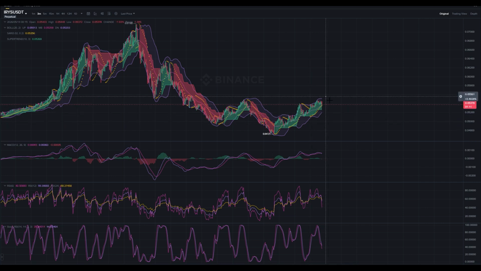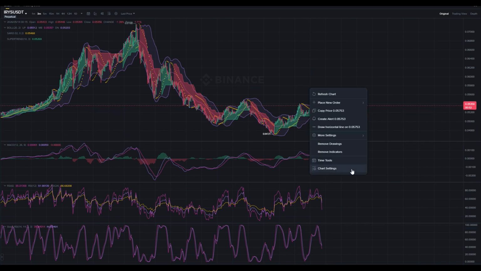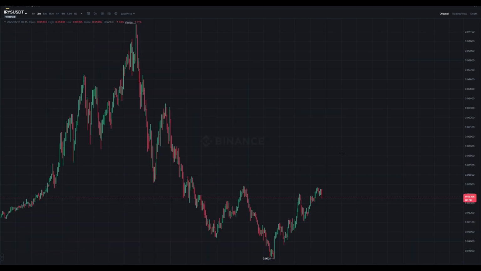Parabolic SAR is still on the buy side. Bollinger Band is kind of inclining up and up. We have higher highs, and these indicators below are bearish. So what do you do in this situation? You get rid of all these indicators. I removed all of my indicators, and finally profits started showing.